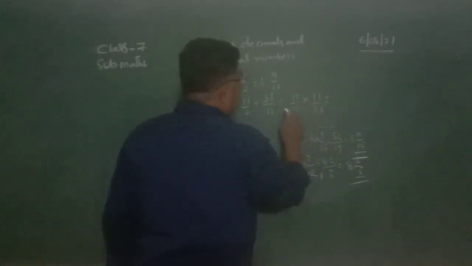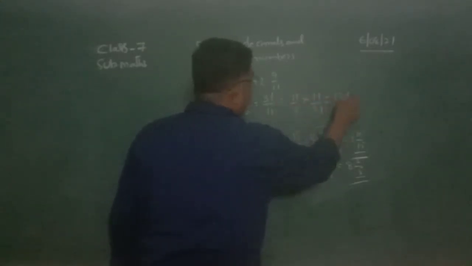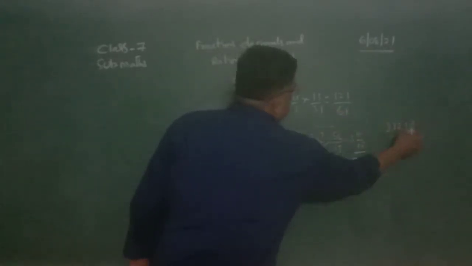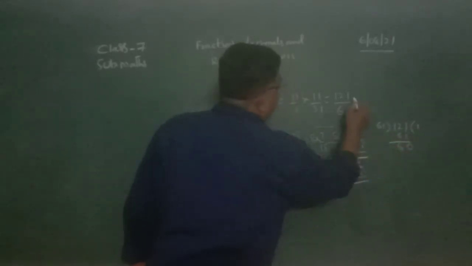Here no cancellation is possible, so 11 into 11 is 121, and 2 into 31 is 62. You want to divide 121 by 62. 62 1s are 62. Remainder 59. So the answer is 1 59 by 62.